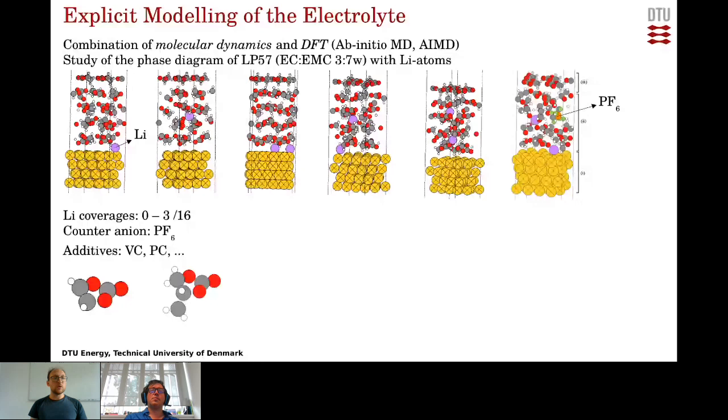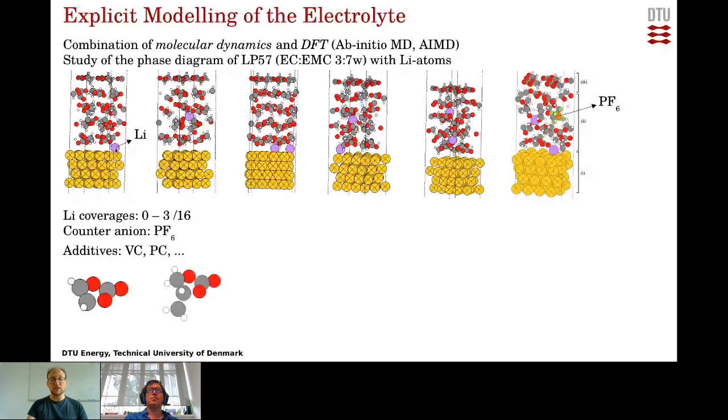And we look at the phase diagram of LP57 with different concentrations of lithium ion. So we have different structures of the simulation. Lithium is here in purple. This here is the electrolyte, and here we have gold. And we can look at lithium in different positions: on the interface, in the electrolyte, two lithiums in different positions, and the presence of salt. And then we can also add additives and see the effect of the additives on the phase diagram of lithium.